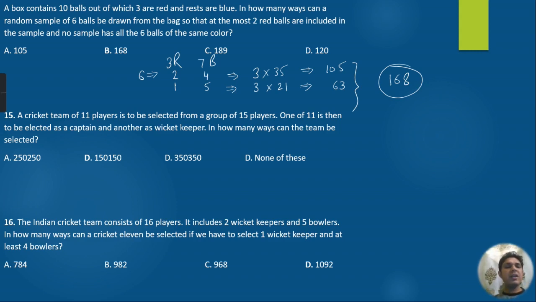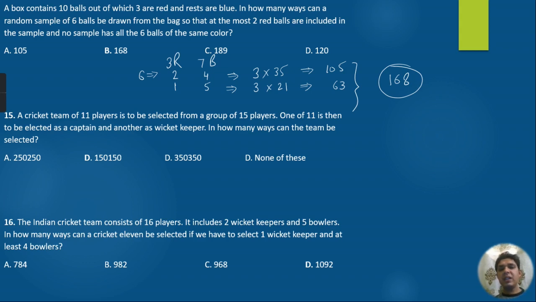The next question: we have a cricket team of 11 players to be selected from a group of 15 players. One of the 11 is to be elected as a captain and another as wicket keeper, right? In how many ways can the team be selected? So students, a cricket team of 11 players is to be elected out of 15 players.